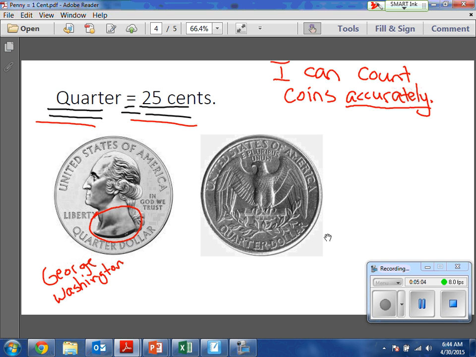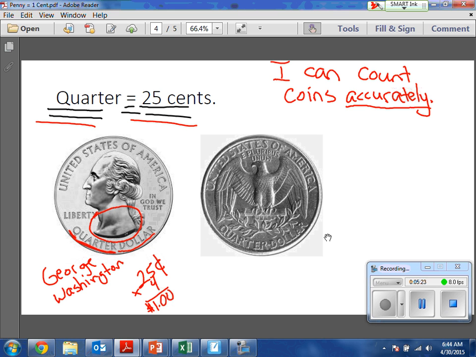The second thing is on every quarter, he even says the word quarter. In fact, it's called a quarter because it's a quarter. That means it's worth 25 cents. If you take 4 of those 25 cents, you would get $1. Okay? That's for another time.